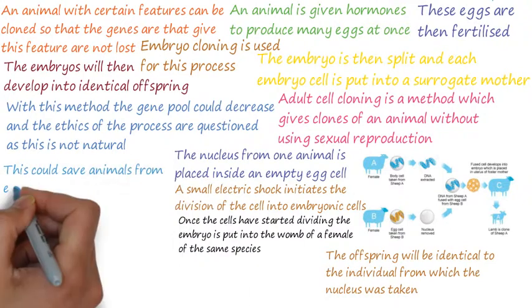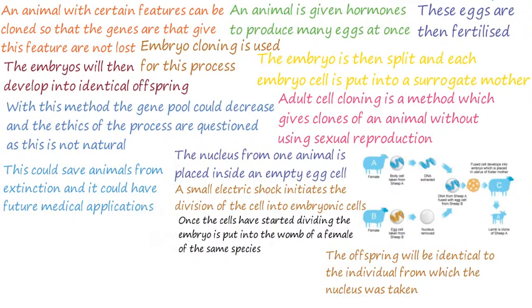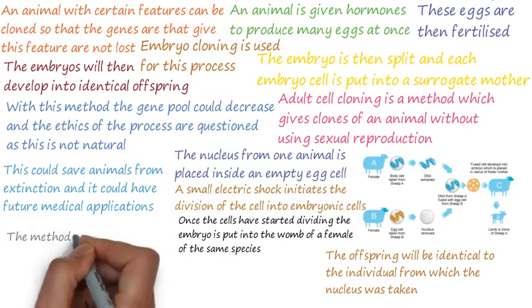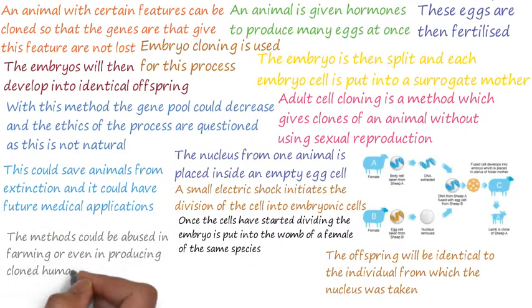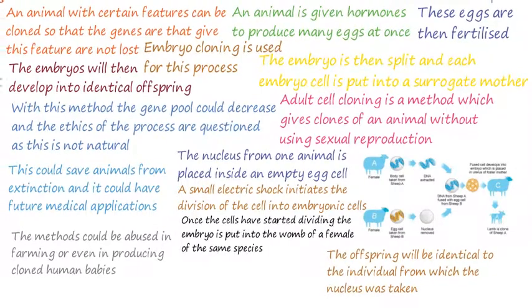Adult cell cloning could save animals from extinction, and it could also have future medical applications. However, once again, there is a worry about the gene pool if this method is used. People are also worried about this method as it could be abused in farming or even in producing cloned human babies.